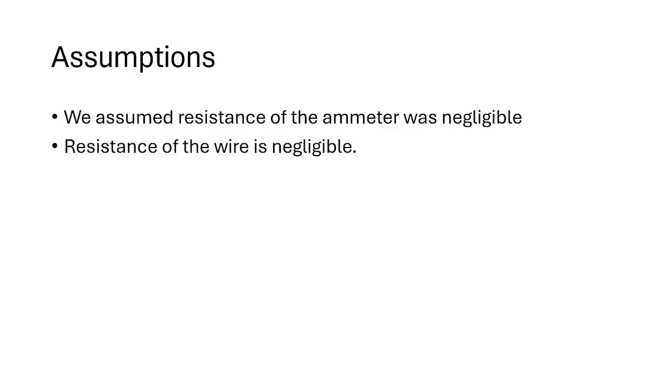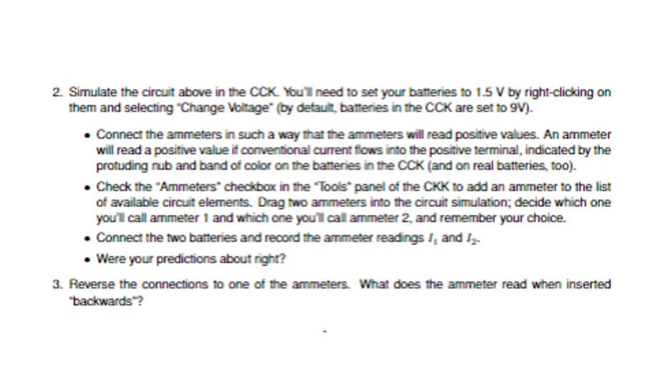Some assumptions we made were we assumed the resistance of the ammeter was negligible, and we also assumed that the resistance of the wire was negligible. So when we created our circuit and reversed the connections to one of the ammeters, initially the ammeter read 19.6 amps, and when we reversed it, it read negative 19.6 amps.